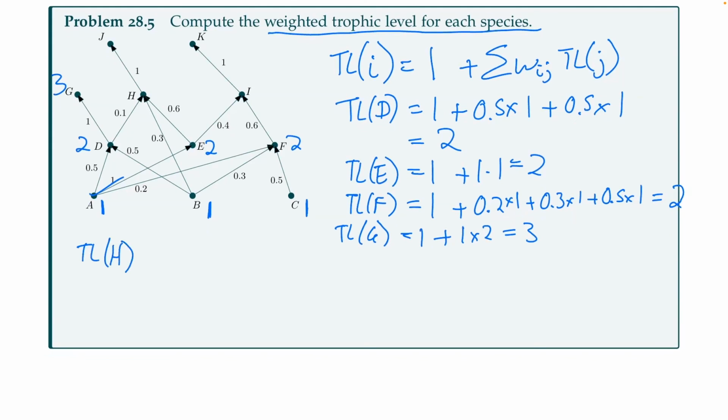H now. H is a little bit more complicated. We have this 1 at the beginning, remember? So we have 1 plus, gets 10% of its diet from D, and D has trophic level 2. Gets 30% of its diet from B, and B has trophic level 1. Put these in brackets if it makes it easier. And then it gets 60% of its diet from E, and E has trophic level 2. So if I haven't made a mistake, this should work out to be 2.7.